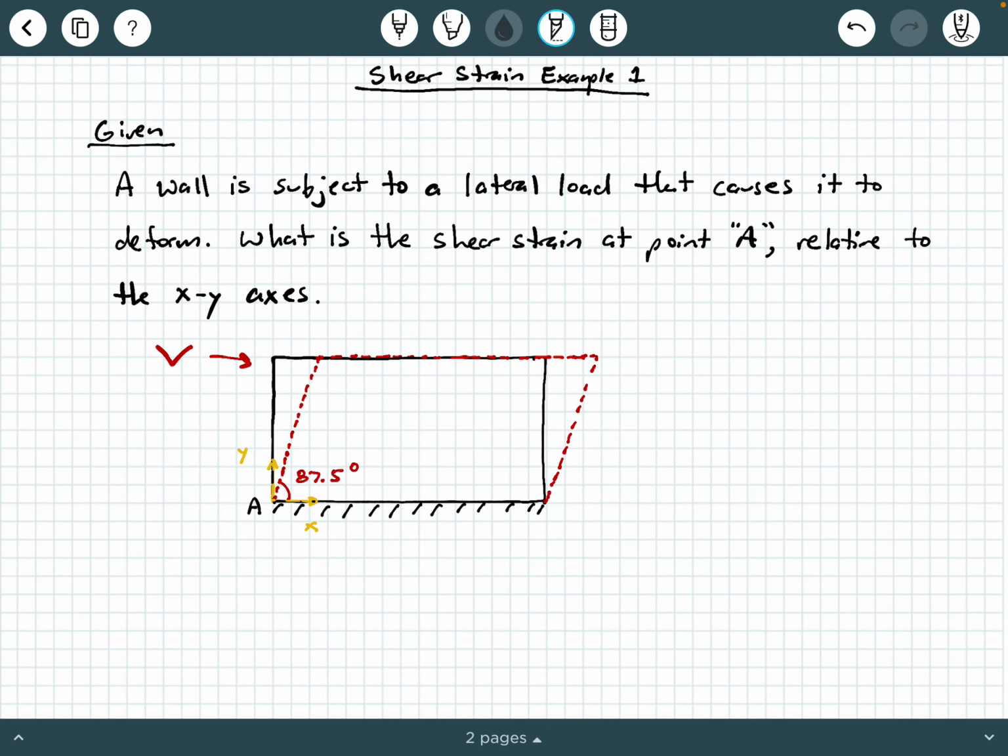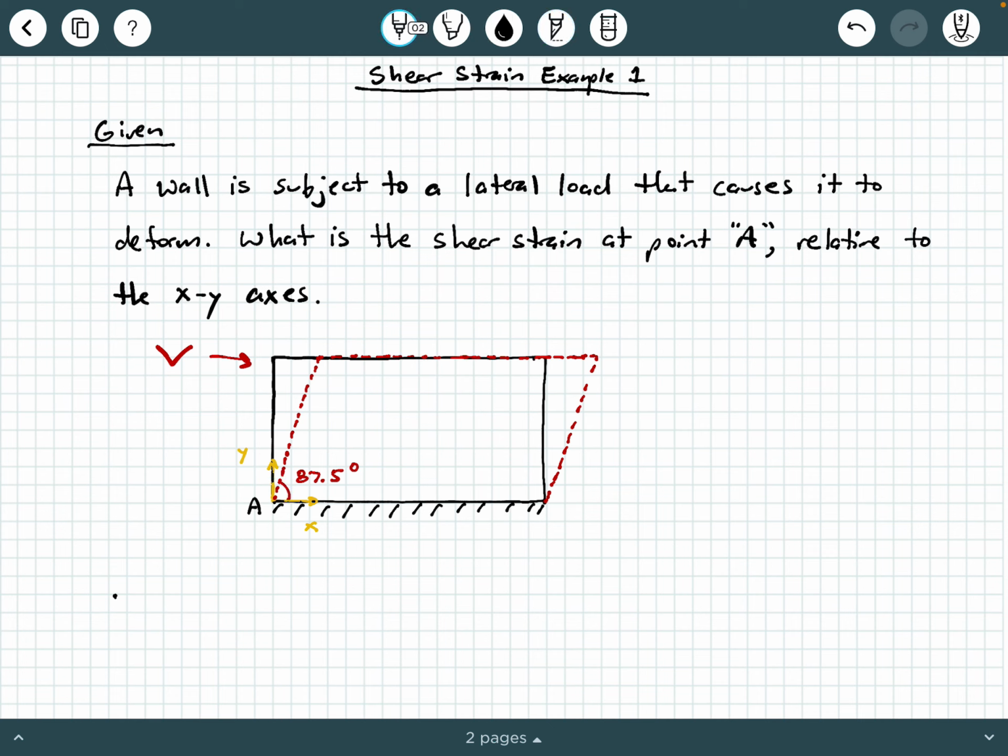Now, we have this lateral load that we're calling V that's applied to the top of the wall that's causing this wall to deform. The new angle that the wall now has is 87.5 degrees at point A, whereas its original angle would have been 90 degrees. So what is the shear strain at point A?